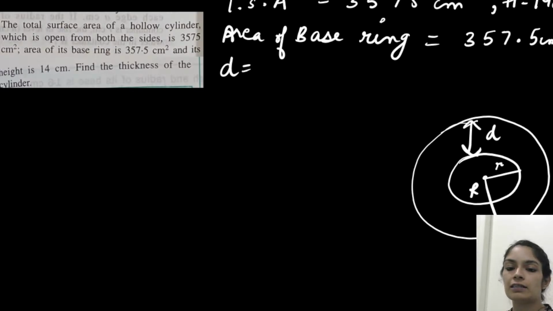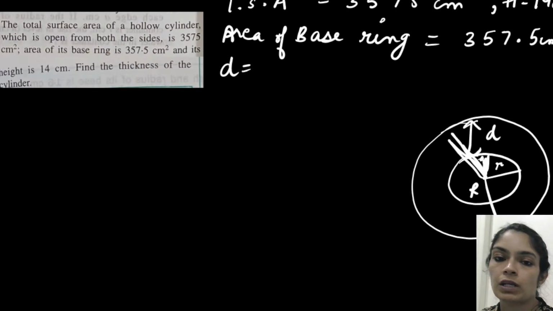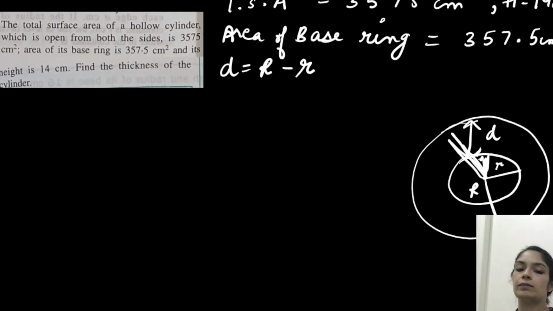We have done many questions of this type earlier also. Small r is the internal radius, capital R is the external radius. Now whenever we find thickness, what to do? From the external radius, if we subtract the inner radius, we will get the thickness. So basically you have to find capital R minus small r. This is what you have to find.